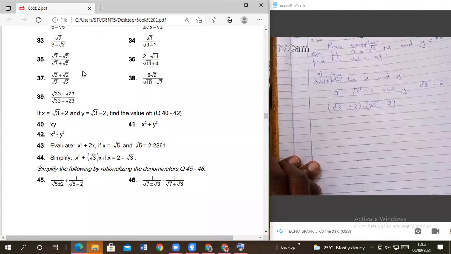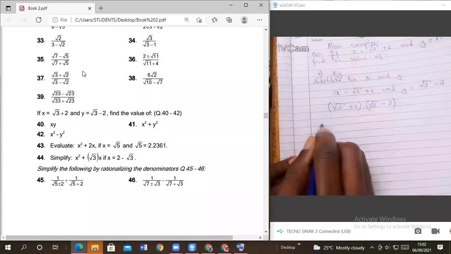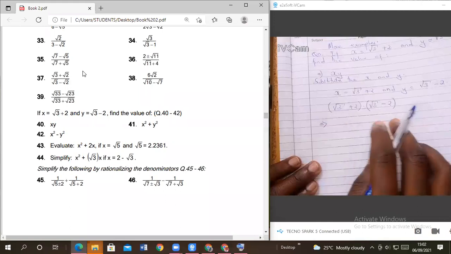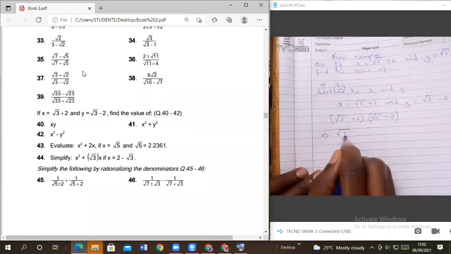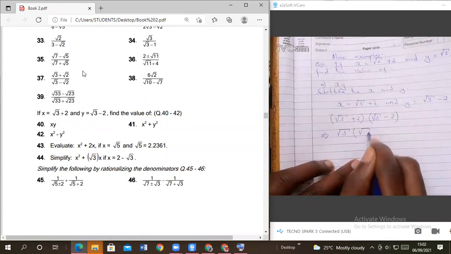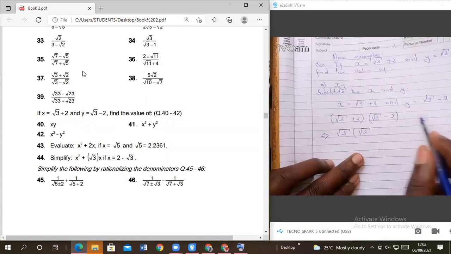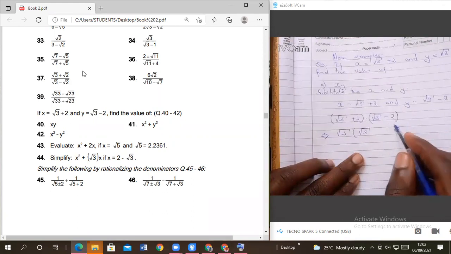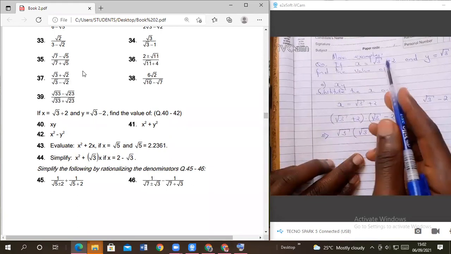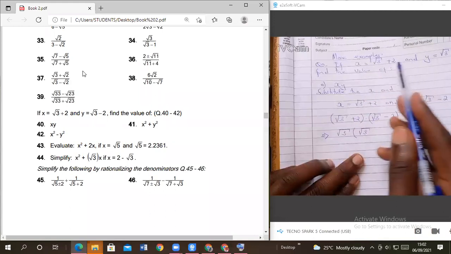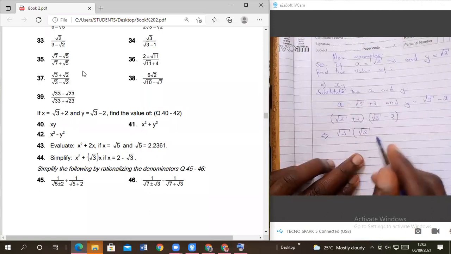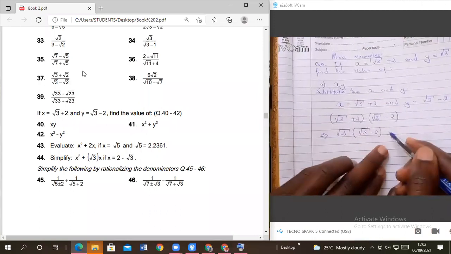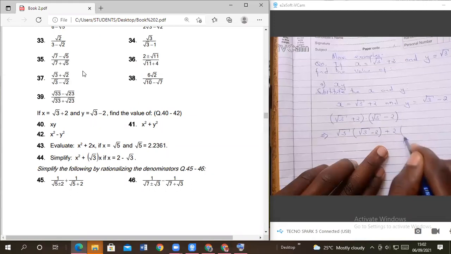This is same as what? Members, what do we do there? We just expand this, not so? So it's going to be root of 3 into root of 3 minus 2. Members, when you look at this one, it's like we are multiplying the conjugate of each other, not so? Have you seen that? Plus 2 into root of 3 minus 2.